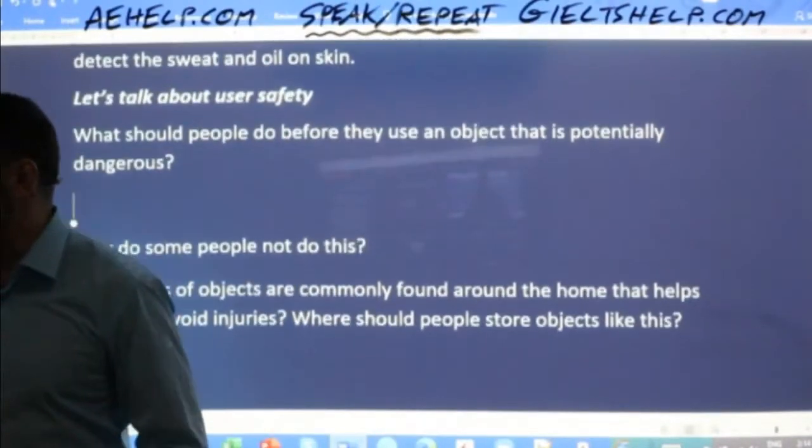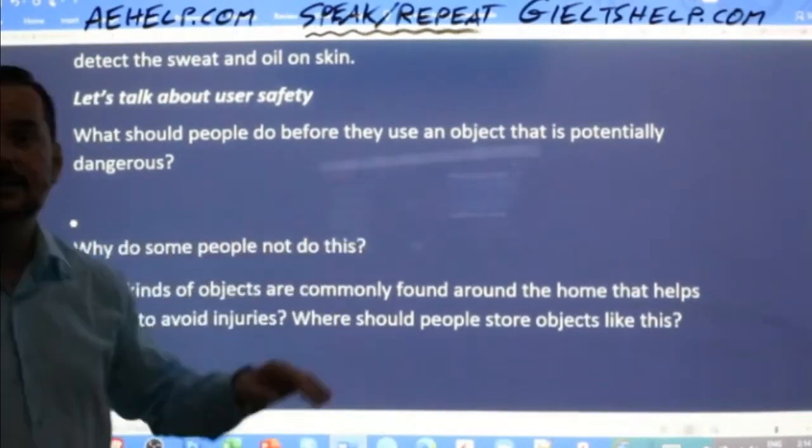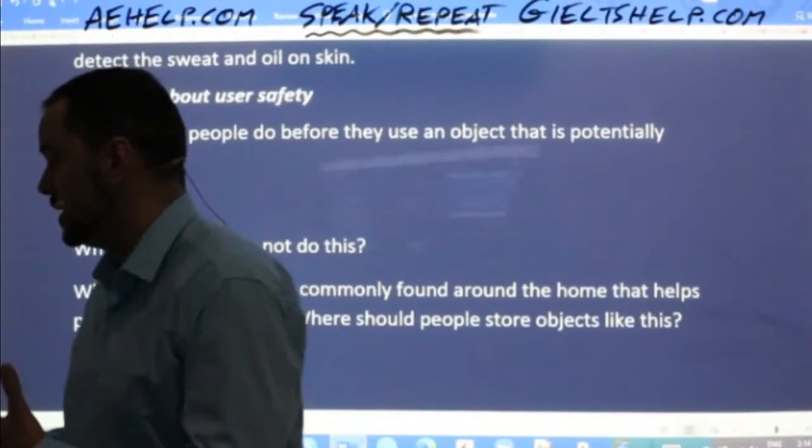Okay. So again, what should people do before they use an object that is potentially dangerous? Give me a nice full sentence for this one. I'm going to do the same.